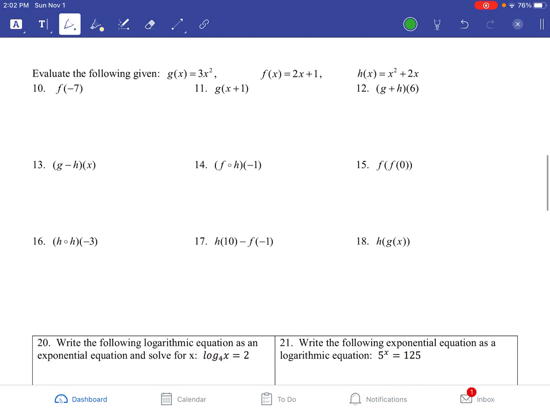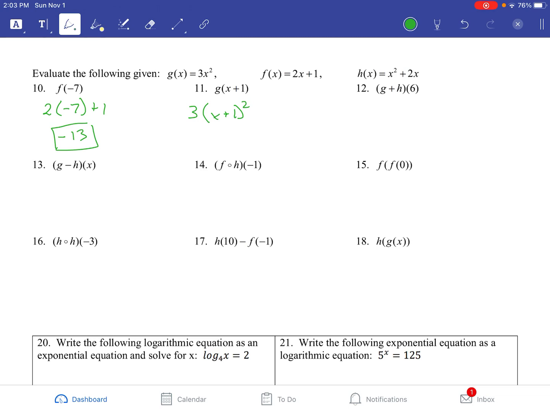Next, we got the composite functions, the most recent thing we've done in class. So we're putting these values, or whatever you have to do, into the functions that you're given. So we have f of negative 7, so we're going to put negative 7 in for the f function. So we have 2 times negative 7 plus 1, which gives you negative 14 plus 1 is negative 13.